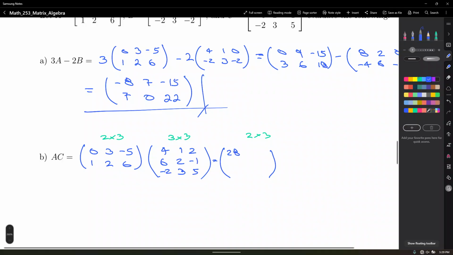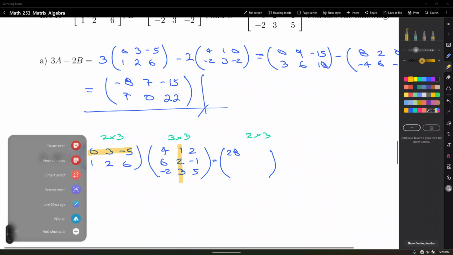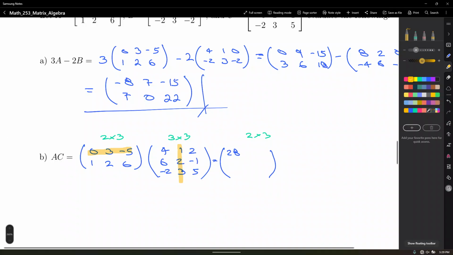Now, what about the same first row? I'm going to go with the first row, but this time with the second column of the second matrix. I'm going to want to multiply 0 times 1, which is 0, plus 3 times 2, which is 6, plus negative 5 times 3, which is negative 15. So negative 15 plus 6, what is that equal to? Is that negative 9?